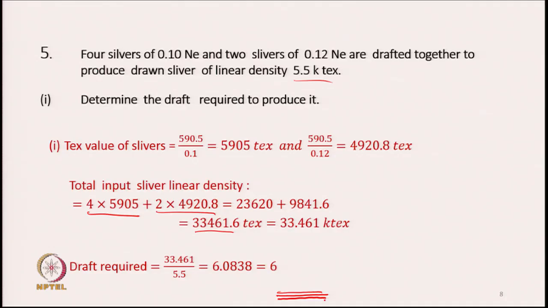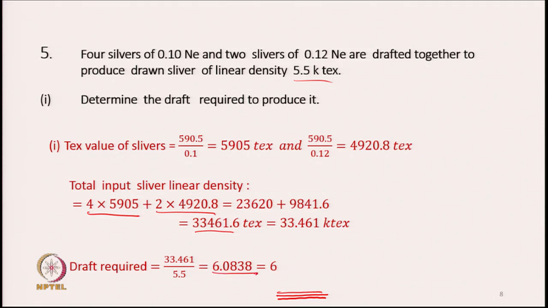Now, from there I have to get a sliver of 5.5 kilotex. So, 33.46 kilotex to 5.5 kilotex, this is the change. Total combined 33.46, the output has to be 5.5. How much draft we need? We simply take the ratio. So, 33.46 by 5.5, because both are in kilotex. So, the units are same, we simply take the ratio.